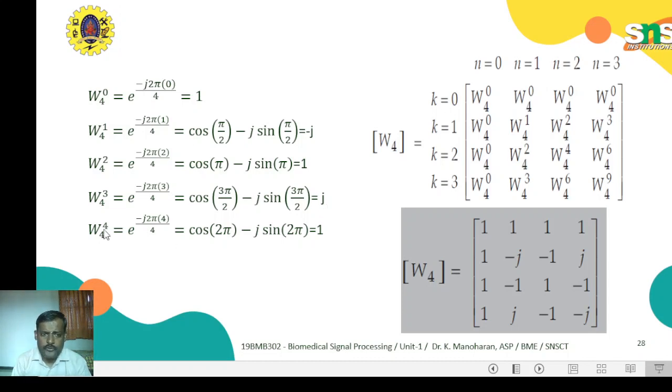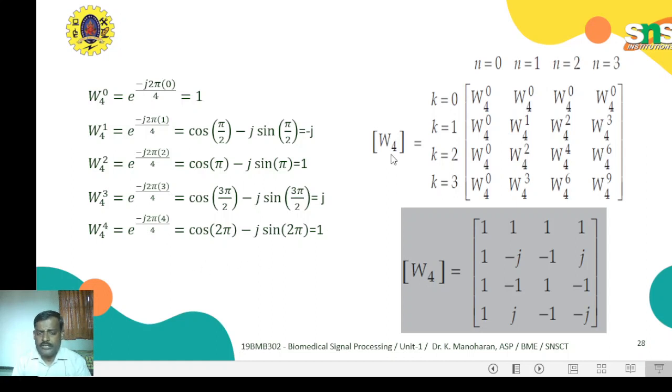Look at W4 of 4, e power minus j 2 pi into 4 divided by 4. The 4 will be cancelled, and you get e power minus j 2 pi. This will be equal to cos 2 pi minus j sin 2 pi. Cos 2 pi value will be 1 and sin 2 pi value will be 0. So you get the final answer as 1 here.